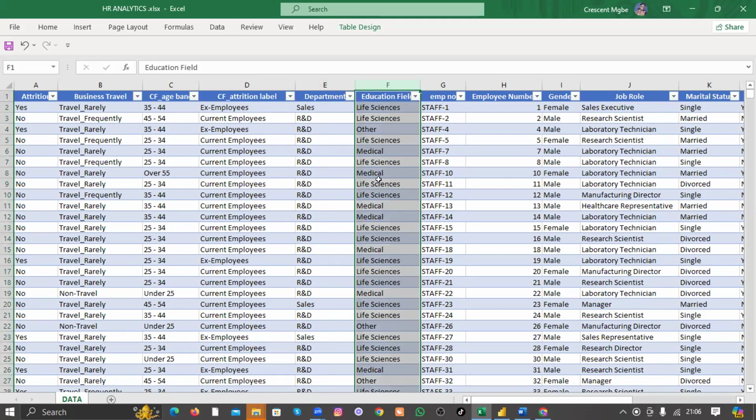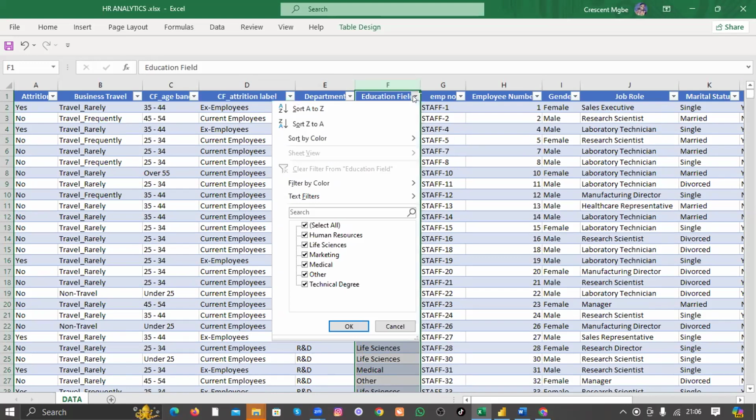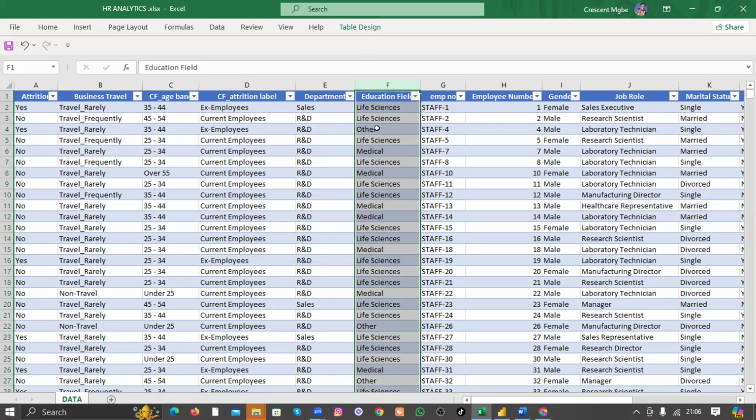This organization has human resources, life science, marketing, medical, other, and technical degree. So they employ you and put you in a department according to the degree that you have. Those people that have a life science degree, what department are they? Those that have another medical degree, what department are they? And all that. So you can see that whoever has a medical degree is in the research and development department. Someone with life science is still medically related, so is in the R&D department.